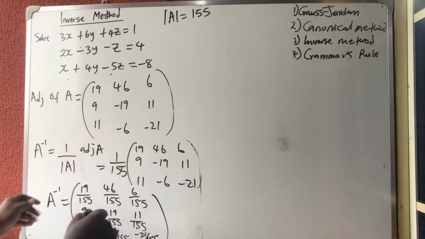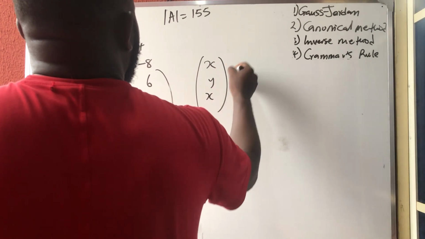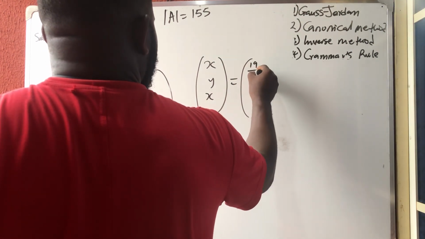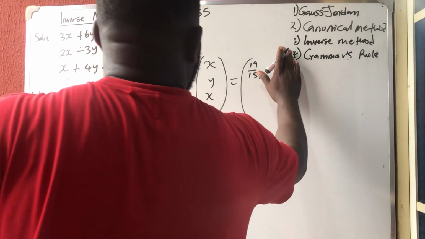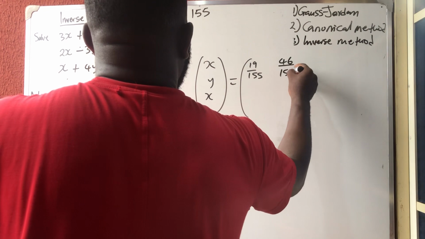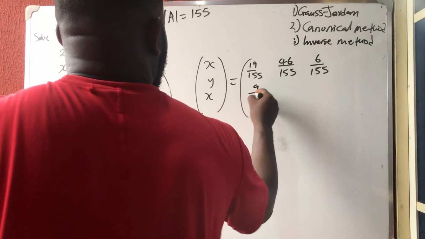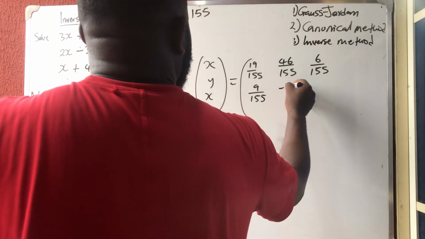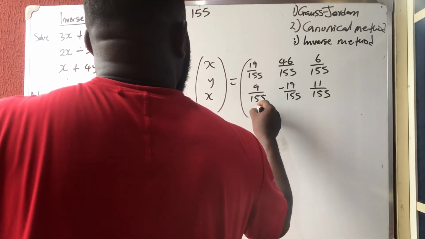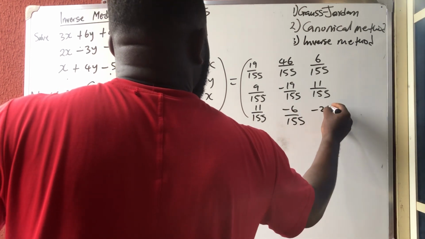Okay, so don't forget that the answer x, y and z is simply the A inverse, which is 19 over 155, 46 over 155, 6 over 155, 9 over 155, minus 19 over 155, 11 over 155, 11 again over 155, minus 6 over 155, minus 21 over 155. Don't forget the last one is Cramer's rule.